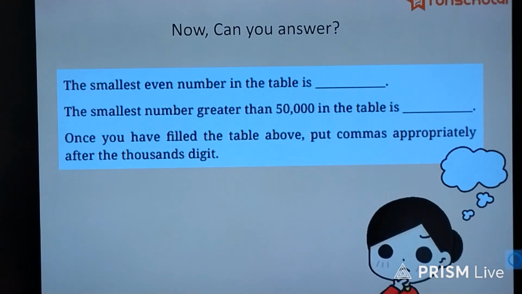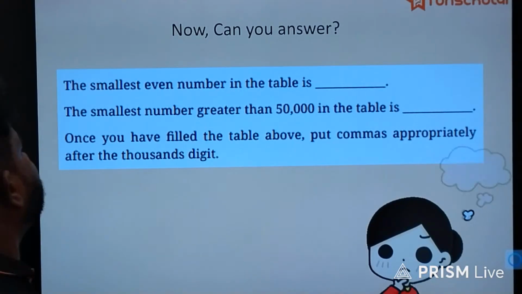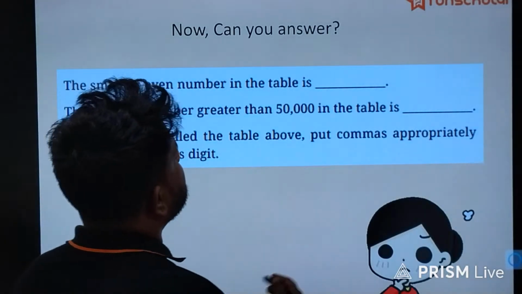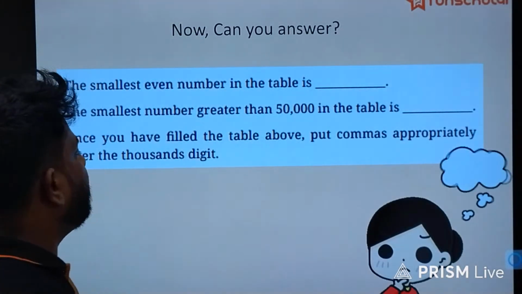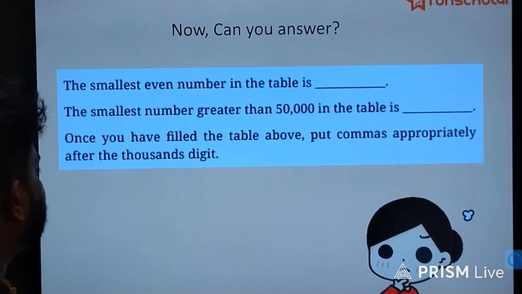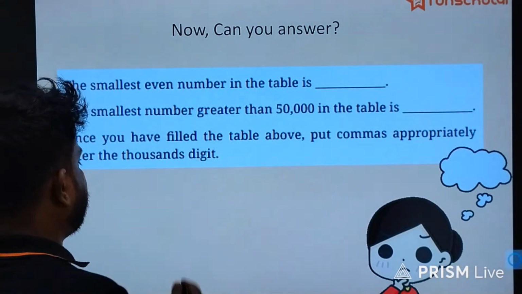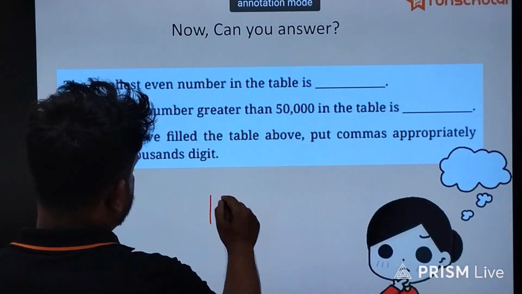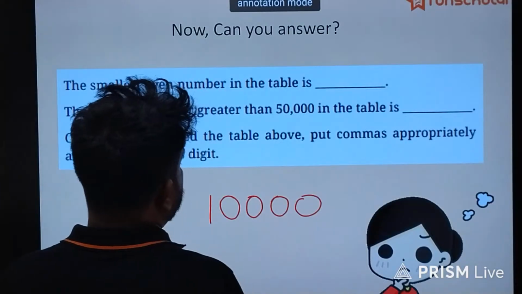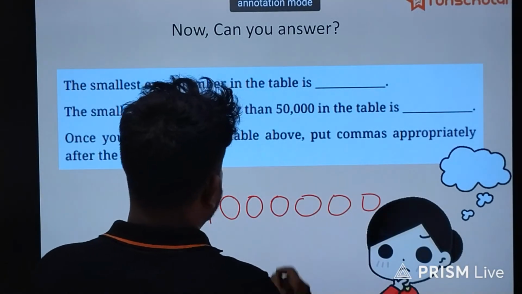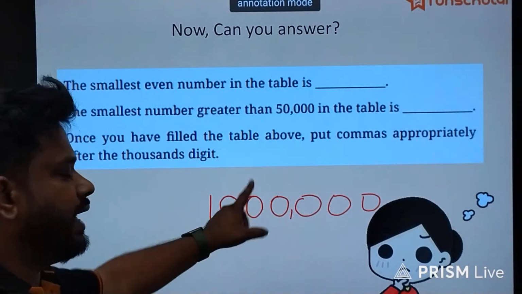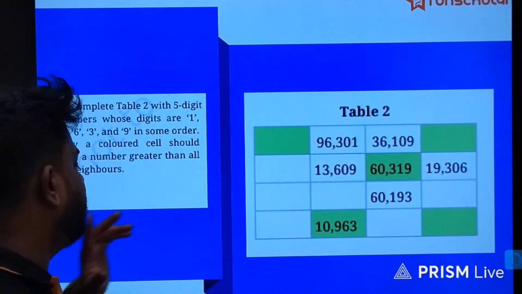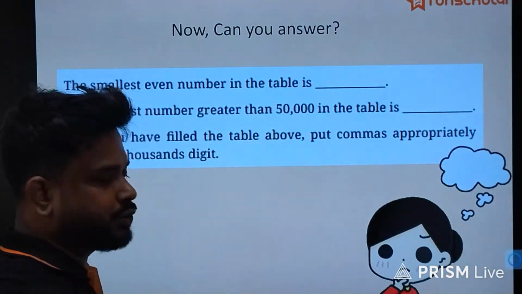Now go to the next. Can you answer: the smallest even number in the table is dash. The smallest number greater than 30,000 in this table is dash. Once you have filled the table above, put commas appropriately after the thousands digit. That means if we are writing 10,000 or 1 lakh, we have to put the comma after the thousands like this. So after filling out the table, you can easily solve this question.